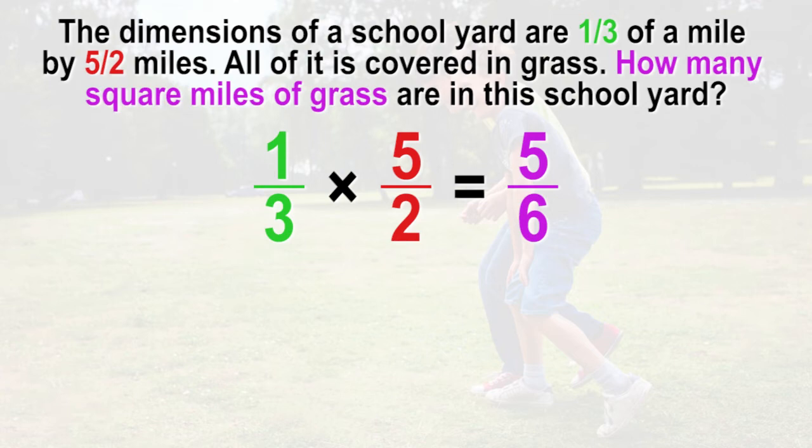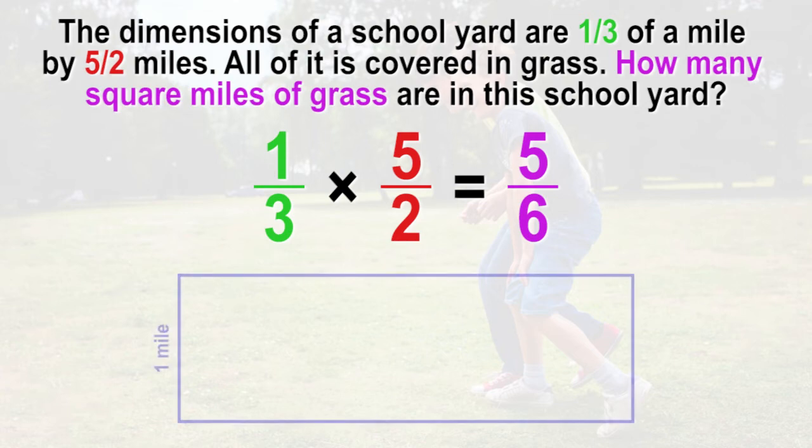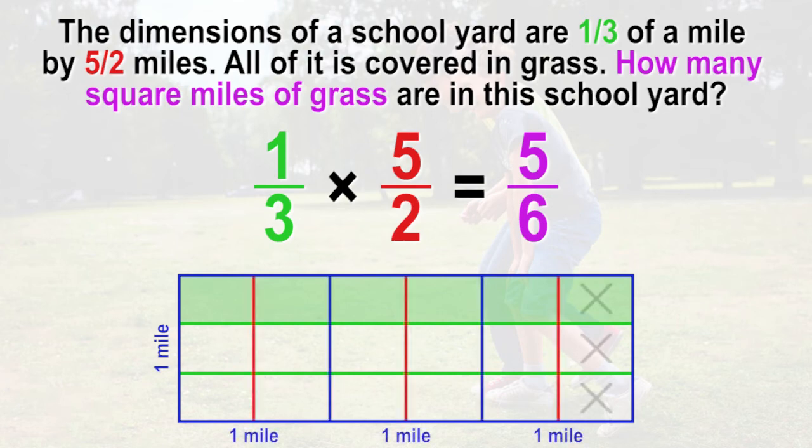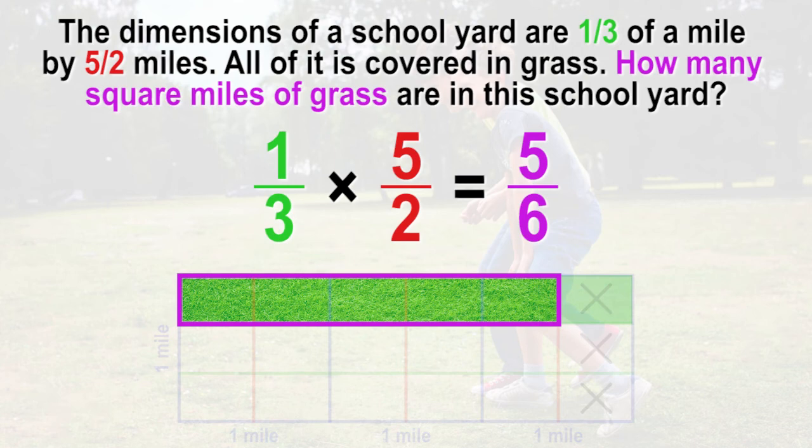Let's prove this answer by using the area model. Draw a rectangle and then break the rectangle into 3 rows. Color the top row because we are only using 1 out of the 3 rows. Now we will add our columns. We will need to draw 5/2. In this case, we will draw 6 columns and X out the final column. The area is shown in the colored boxes. We have 5 out of 6 boxes, which will give us 5/6 square miles.